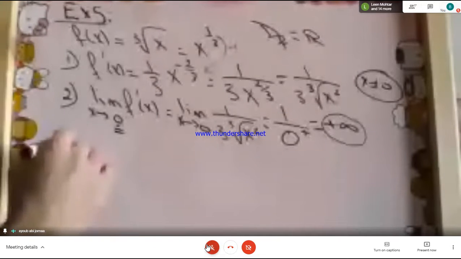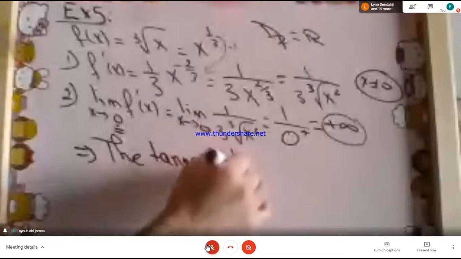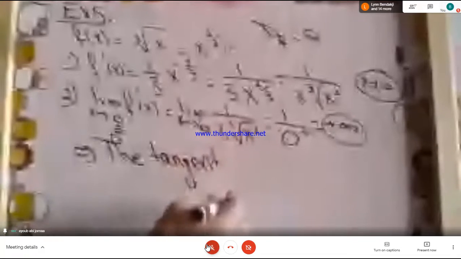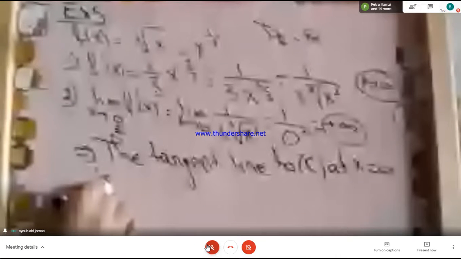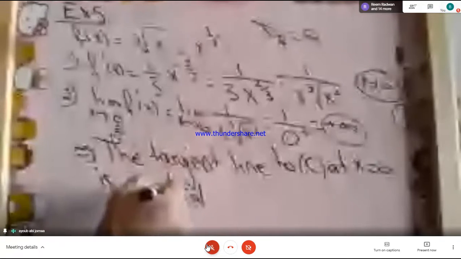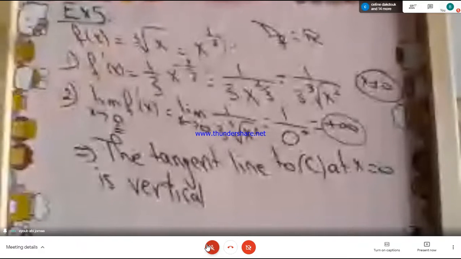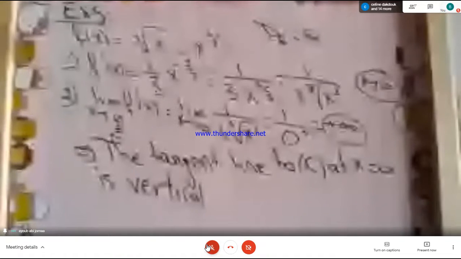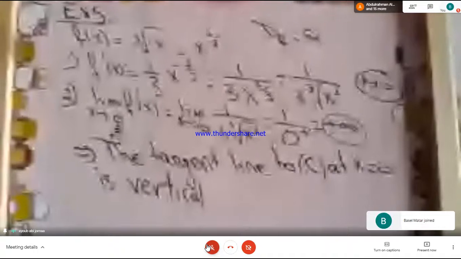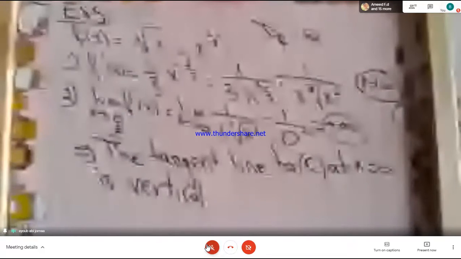it means that the graphical interpretation is that the tangent line to the curve C at x equals 0 is vertical. I will show you on the graph the function cubic root of x, and we will see what the derivative at 0 will be. Now we will see how it comes out below, at 0.